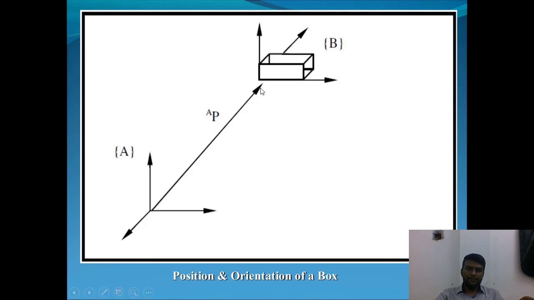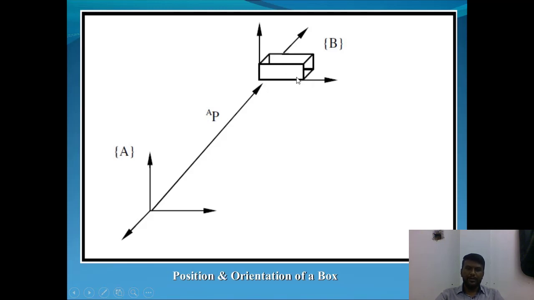PA is the position of point P. Here we call it point P, the origin of this frame B. The box is attached at the origin. So PA will be sufficient to describe the position of the point or the position of the box.